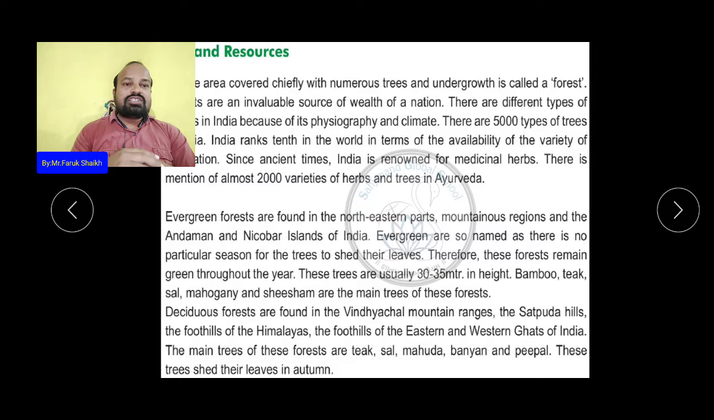These deciduous trees are found in the Vindhyachal mountain ranges, in the Satpura hills, and also in the foothills of the Himalaya and the Western Ghats of India. In this forest the main trees are teak, sal, mahuda, banyan tree, and peepal tree. And these trees shed their leaves in the autumn season.